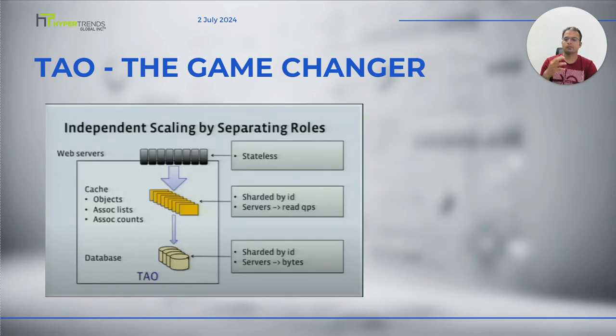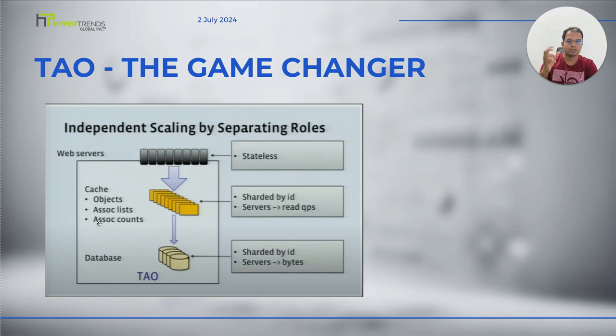So basically, at a very high level, this is the system architecture. Again, this image I took from the paper presented by those engineers. We will have stateless web servers, of course. Those web servers will talk to the Redis cache, right? That cache will store the data in the object and association formats we discussed in the TAO system, and it will have objects, association lists, and association counts, right?